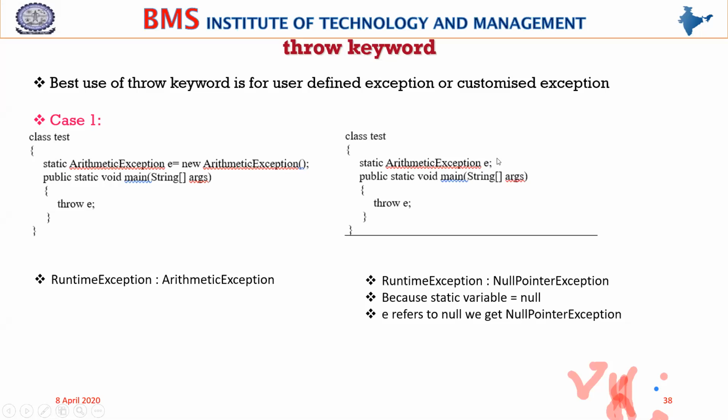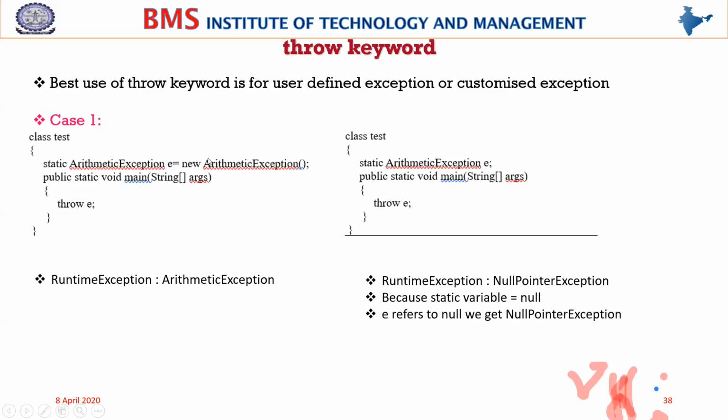So whenever I declare this reference variable, it will be by default initialized to null. When I say throw e, it displays the exception as NullPointerException because the null value is stored in e. That's the reason I get the runtime exception as NullPointerException here. Because the static variable is equal to null, in e null is being stored. e refers to null, that's the reason we get NullPointerException. So that's the main difference.